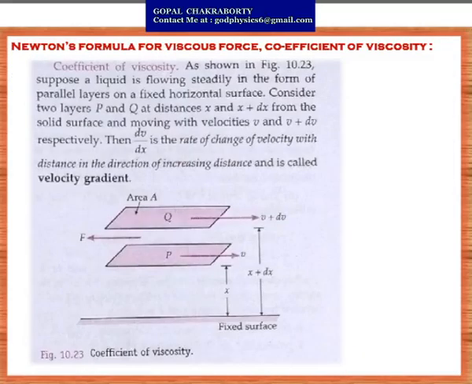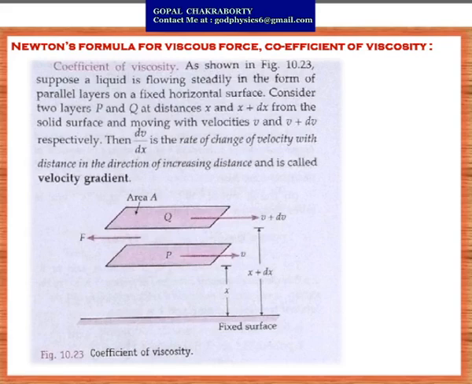Now, Newton's formula for viscous force and coefficient of viscosity. How can you derive Newton's formula, and how will you define the coefficient of viscosity? I will show you in detail. First see the diagram. Suppose a liquid is flowing steadily in the form of parallel layers over a fixed horizontal surface. Consider two layers P and Q at distances x and x plus dx from the solid surface, moving with velocities v and v plus dv respectively.